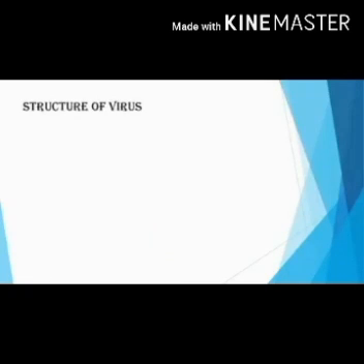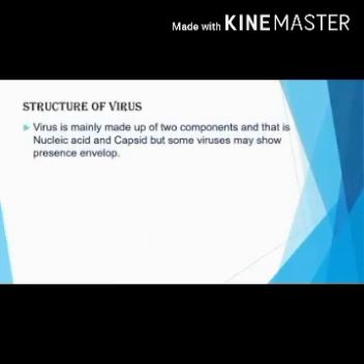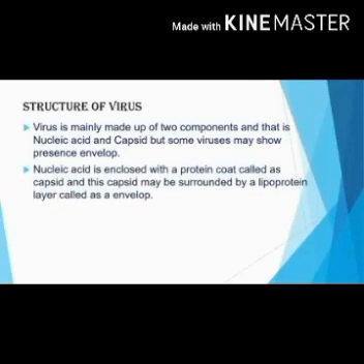Let's see structure of virus. Virus is mainly made up of two components, and that is nucleic acid and capsid. But some viruses may show presence of envelope. So the two most important components of virus are nucleic acid and capsid, but some viruses show presence of envelope. Nucleic acid is enclosed with a protein coat called a capsid. So nucleic acid is surrounded by a protein coat and this protein coat is called a capsid, and this capsid may be surrounded by a lipoprotein layer called an envelope.